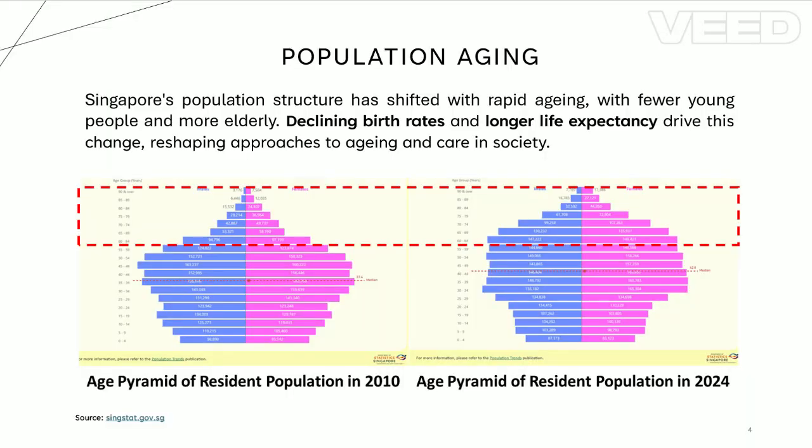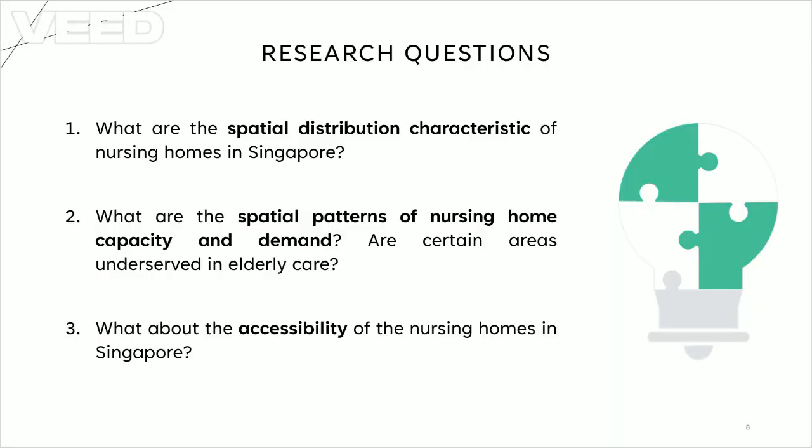Singapore's population structure has shifted with rapid aging, with fewer young people and more elderly. Declining birth rates and longer life expectancy drive this change, reshaping approaches to aging and care in society. Nursing home growth may not keep pace with the rapidly aging population, raising concerns about meeting the rising demand for elderly care services.